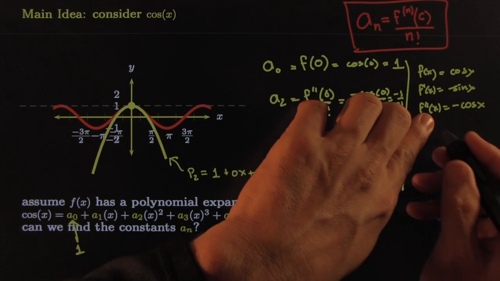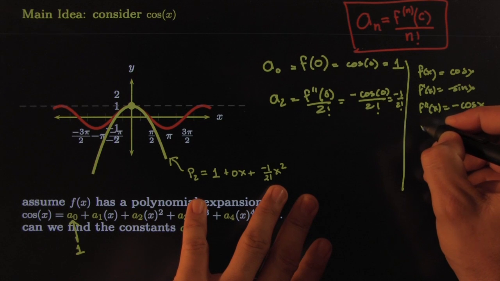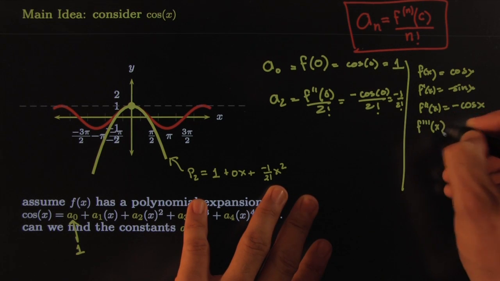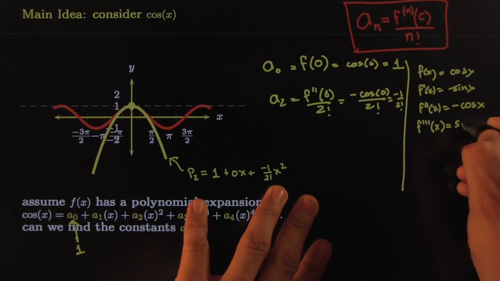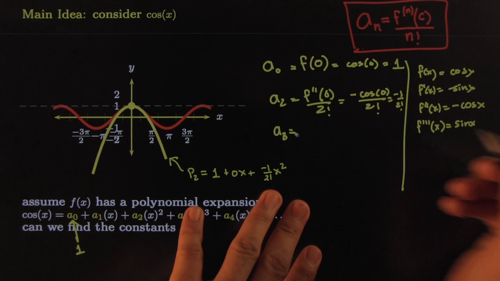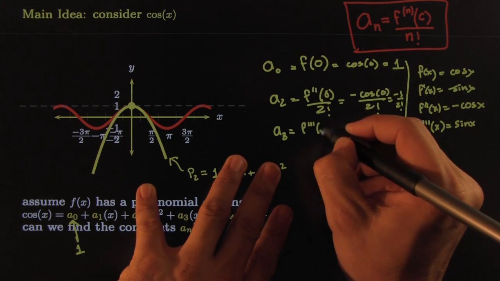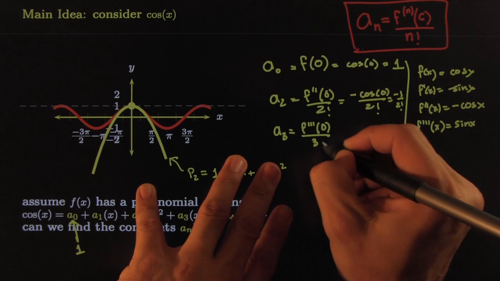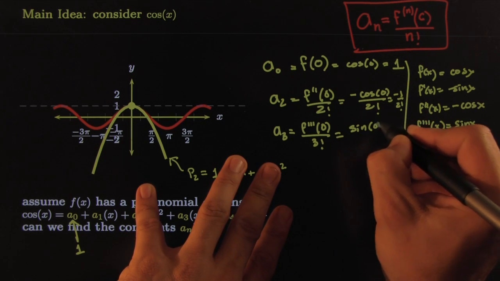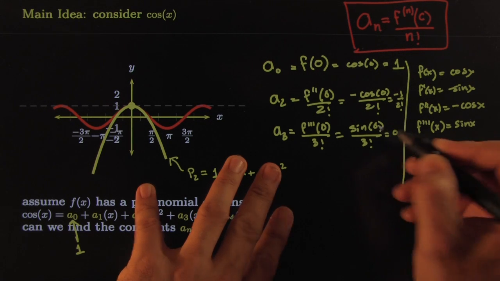So I need to find more derivatives here because I need a third one now. Let's see. I'm not afraid. F triple prime of x is equal to, I need the derivative of that. That would be a sine x. So therefore A3 would be equal to, according to my recipe, the third derivative evaluated at 0 divided by 3 factorial. I reckon that would be sine of 0 divided by 3 factorial, which of course would be 0 because sine of 0 is 0.